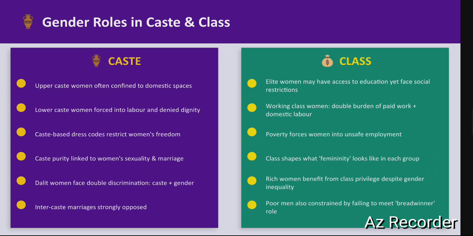It is there. Class. Elite women may have access to education yet face social restriction. Working class women, double burden of paid work with domestic labor, as we discussed earlier. Poverty forces women into unsafe employment. Even the employment is unsafe. There are some tortures there. You can't handle it emotionally or physically, whatever it is, they have to be there to get the money because of poverty. Class shapes what femininity looks like in each group. Rich women benefit from class privilege despite gender inequality. Poor women are also constrained by failing to meet the breadwinner role. When you read these things, I can assure you that you can write it on your own. The women or men, you can see what is happening around you and you can write it on your own.